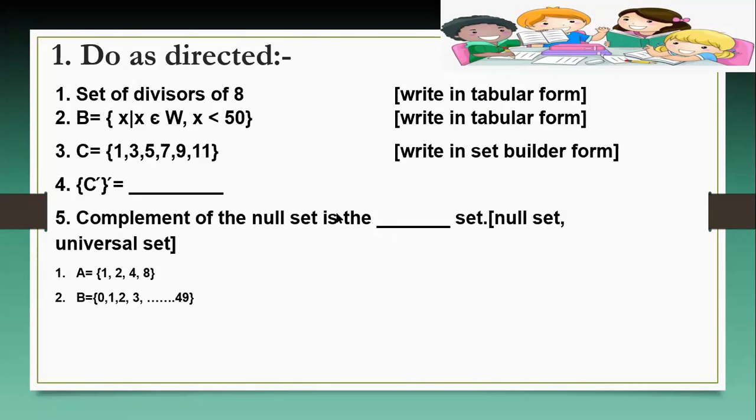Okay. Now, number 3 is C equal to 1 till 11. Now, write it in the set builder form. Now, this set belongs to which set? 1, 3, 5, 7. That means this set belongs to?